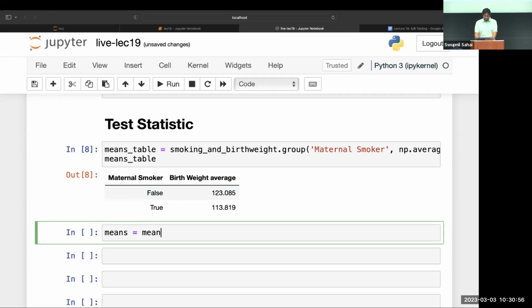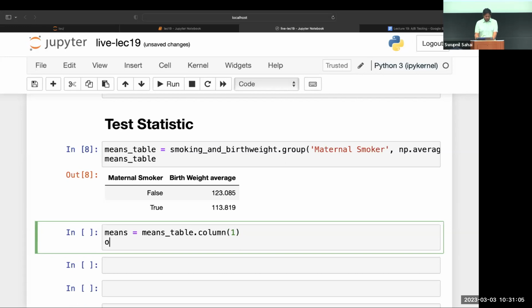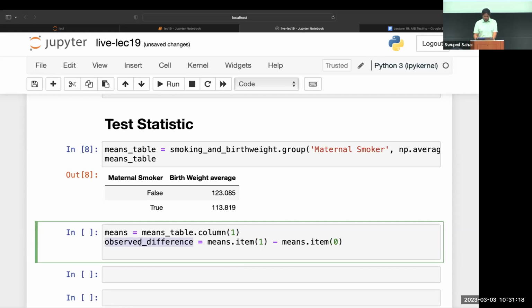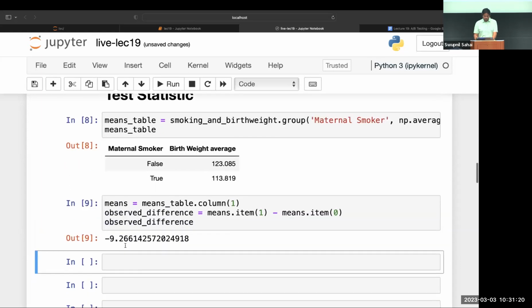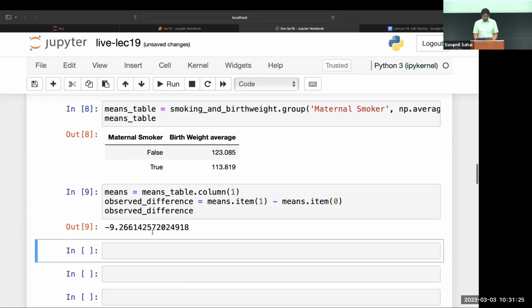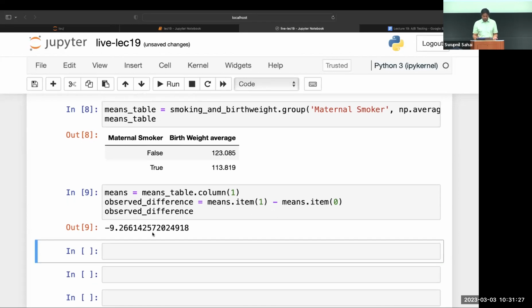The way to do this math really easily is we can take just the second column of that table, and then subtract item 0 from item 1. So observed difference is going to be means item 1 minus means item 0. Basically this is saying take the second row, subtract the first row. Then we can take a look at what the number is just to make sure. We're getting something like roughly negative 10, not quite, but almost. So that seems right, and this is the difference that we observe here.